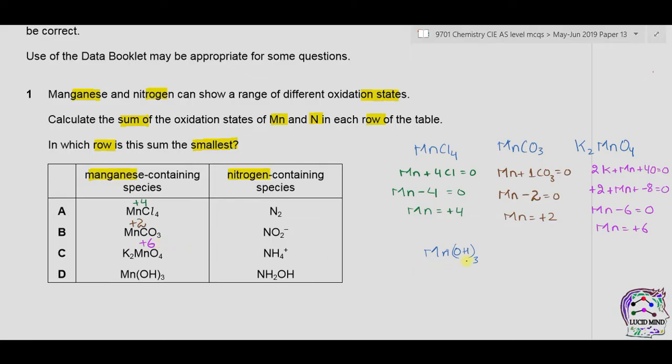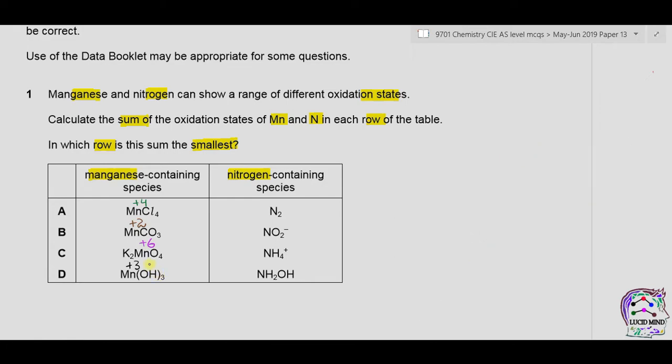In the last one we have Mn(OH)3. Now we know that we have 3 hydroxides and overall charge is 0. The charge on 1 hydroxide is -1. So for 3 it will be -3. So Mn equals +3. So the oxidation state is +3 in Mn(OH)3. Second we have nitrogen. As nitrogen is a molecule, the oxidation state will be 0.